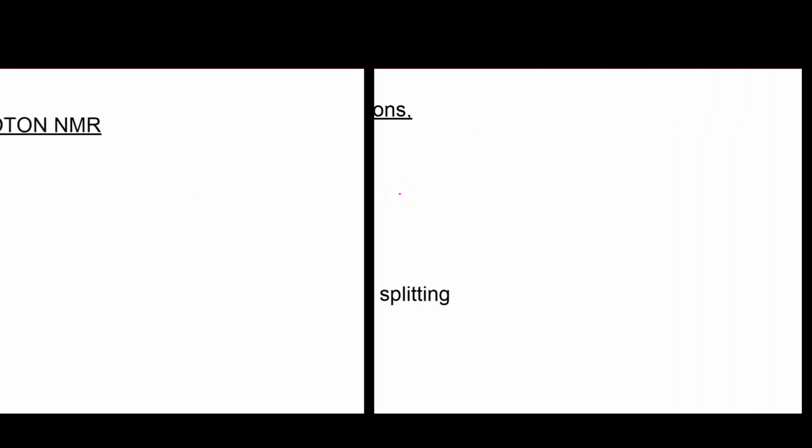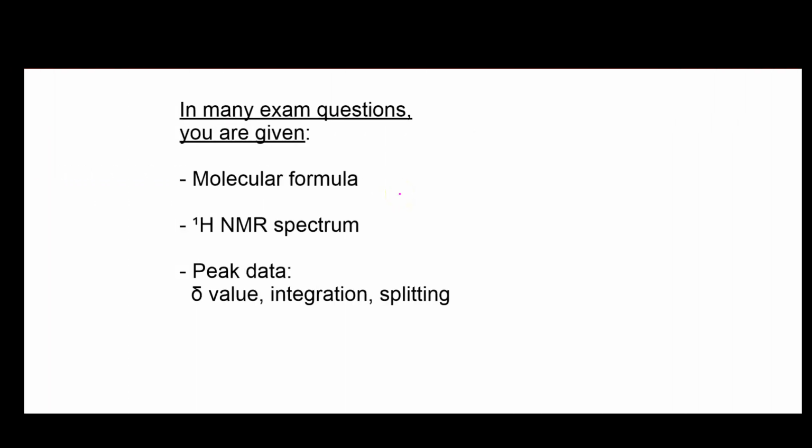In many exam questions, proton NMR is not used alone. Proton NMR alone may not be enough. We are usually given the molecular formula, proton NMR spectrum, and peak data such as chemical shift, integration, and splitting. The formula gives us the atoms present, while the spectrum tells us how those atoms may be arranged.